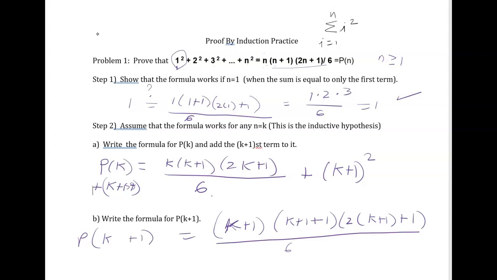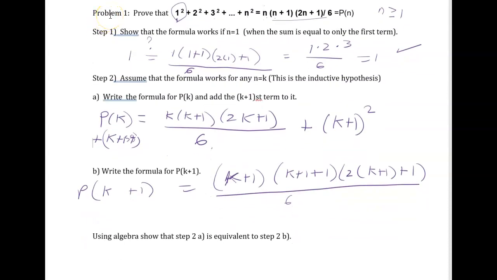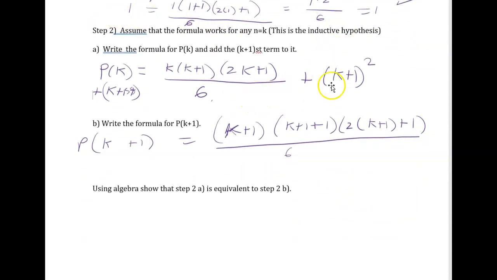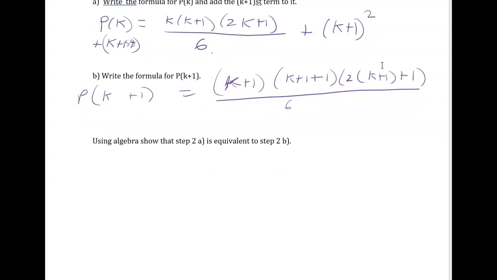So I'm going to have to simplify that. I'm going to have to use some algebra to show that this is true. What I'm going to tell you here is it's easier to leave the P of k plus 1, this here, alone for a minute and work with step A. So in order to work with step A, I have to get this k plus 1 squared to be over 6. So I have k times k plus 1 times 2k plus 1 over 6. So I'm working with step A, okay?